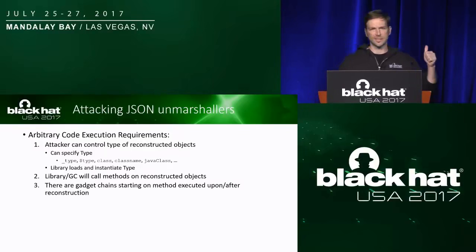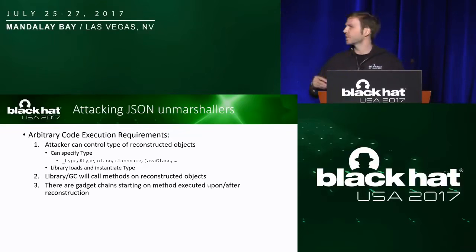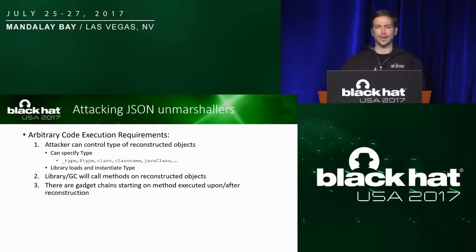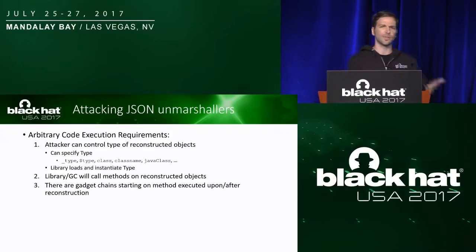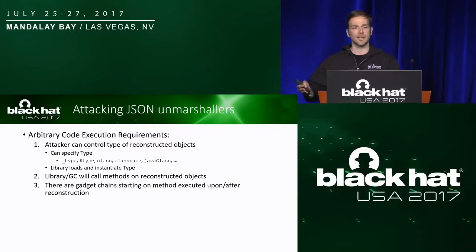So the first one is that the attacker needs to be able to control the type, the class name that is going to be reconstructed at the deserialization time. So normally that means that the JSON will contain some attribute like _type, $type, or class name, that contains a value that looks like a Java class name with a namespace, or something like a .NET assembly. And then the library is going to instantiate that type.